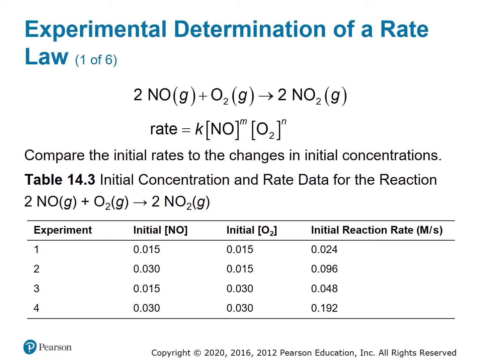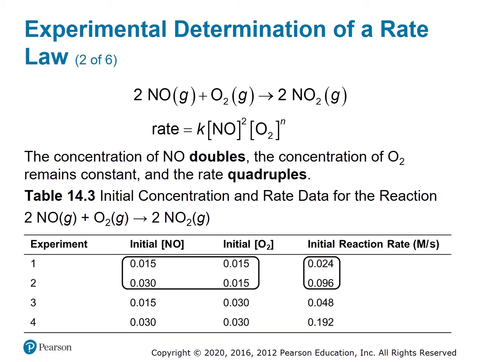At first, all we know is that the rate law looks like the one beneath the balanced equation, with a rate constant K and the concentrations of the reactants, NO and O2, each raised to some unknown exponential power. We can use m and n for these unknown exponents now. We'll find the values in just a moment. Let's compare the results of the first 2 experiments.